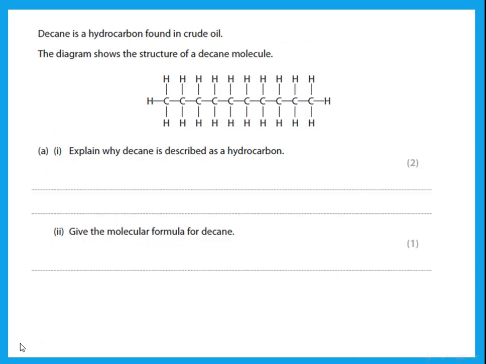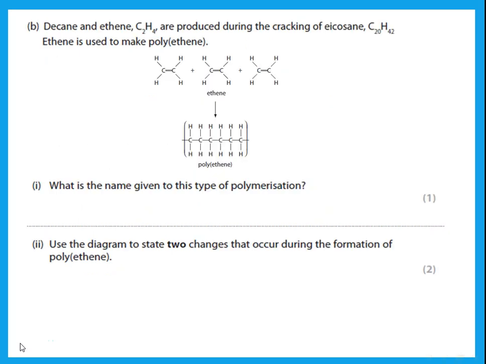Okay, decane is a hydrocarbon found in crude oil. So this is decane. Explain why decane is a hydrocarbon. Again, because it contains carbon and hydrogen only. What is the molecular formula? Please notice, is he asking molecular or general or empirical or displayed formula? Molecular means you just add up all the carbons and add up all the hydrogens. So this is C10H22. Decane and ethene are produced during the cracking of this.